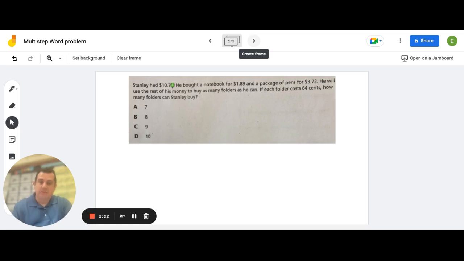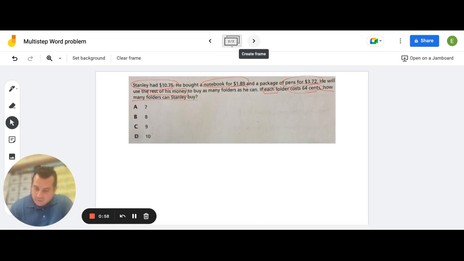$10.75. All right, he bought a notebook that cost $1.89 and a pack of pens for $3.72. He will use the rest of his money to buy as many folders as he can. If each folder costs 64 cents, how many folders can Stanley buy?